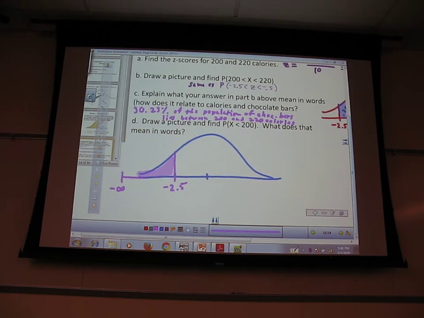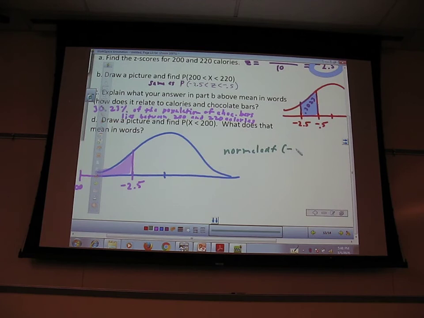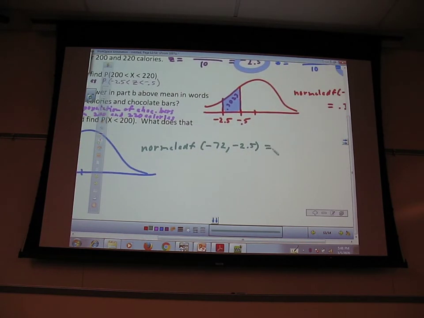Okay, what's next? How do I solve the rest of this? Normal CDF. Yep, normal CDF of negative something large, negative 72, comma, negative 2.5. What did you guys get? 0.0062. This is any large number. Okay, 0.0062.